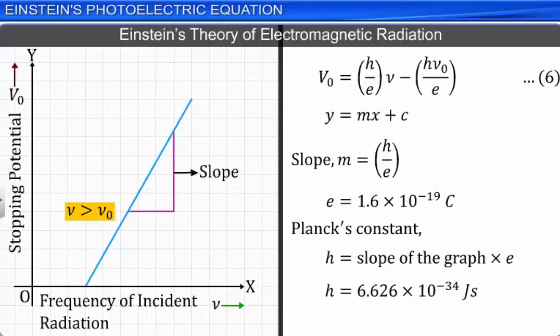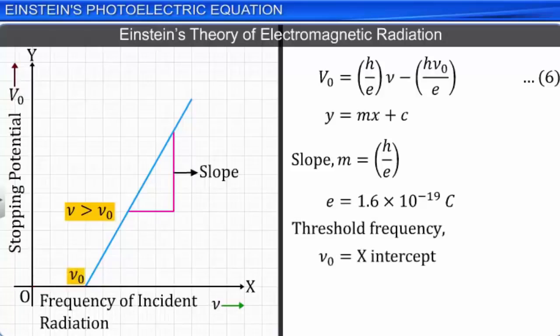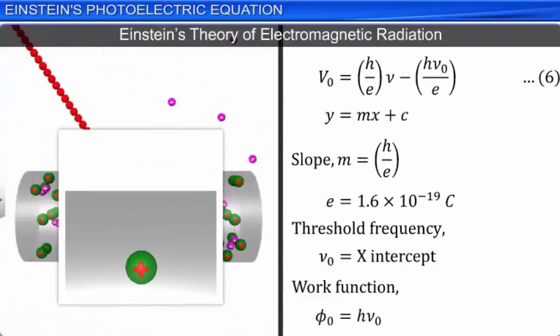The intercept on the x-axis provides the value of the threshold frequency nu0. The work function of the given metal surface, phi0 equal to h nu0, can be determined since we know the value of Planck's constant h. Irrespective of the intensity of the radiation, the photoelectric emission is an instantaneous process, as was experimentally verified.